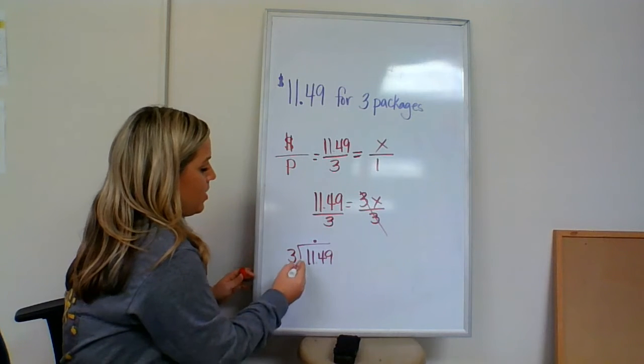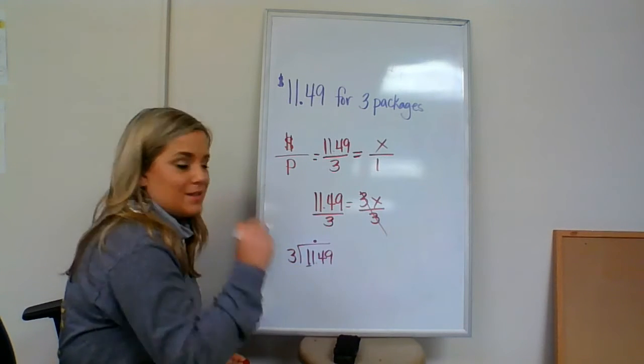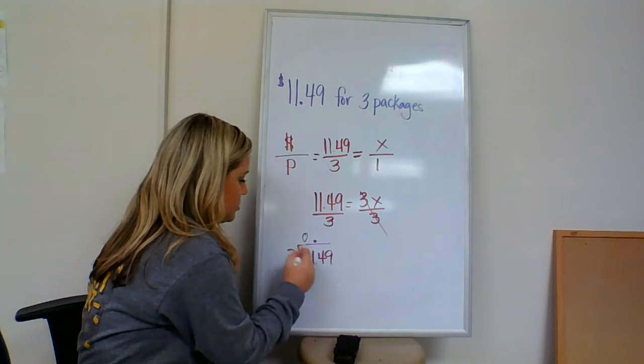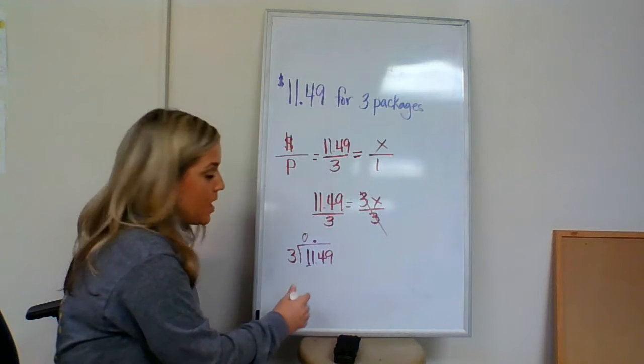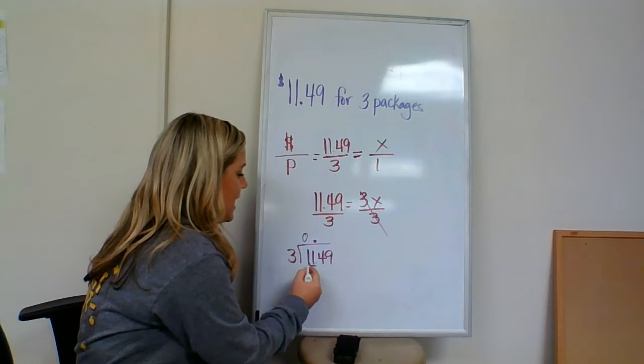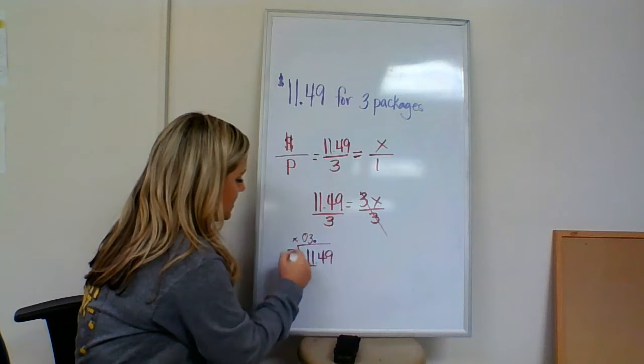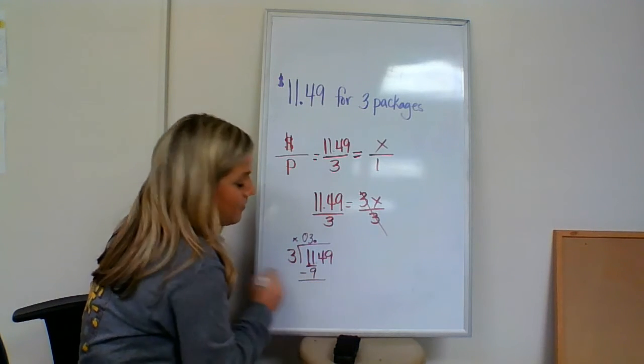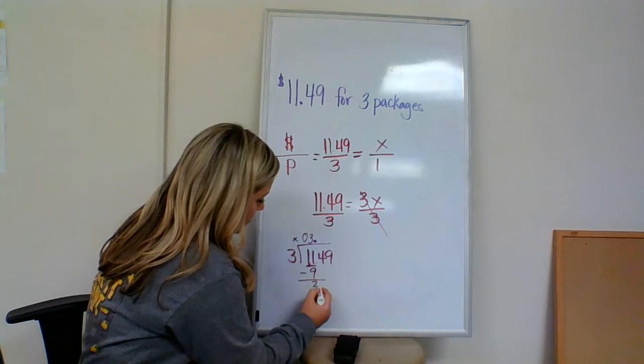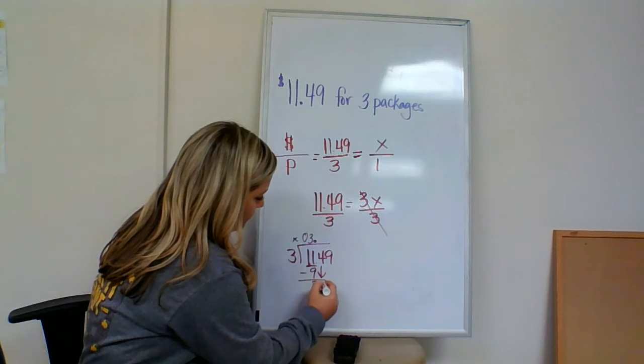Okay, now 3 will go into 1 0 times. 0 times 3 is 0. I'm not going to mess with minus 0. 3 will go into 11 3 times, almost 4, but not quite. So 3 times 3 is 9, and 11 minus 9 is 2. And I'm going to bring down my 4.